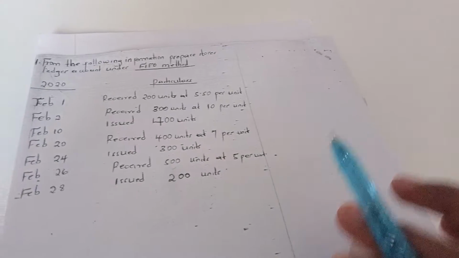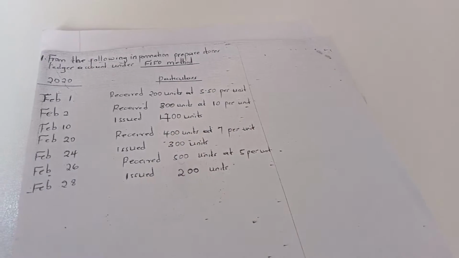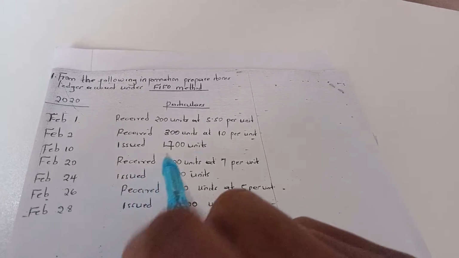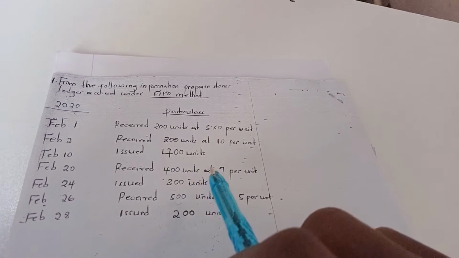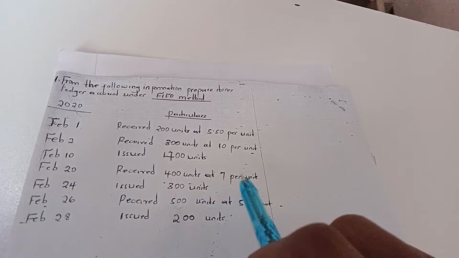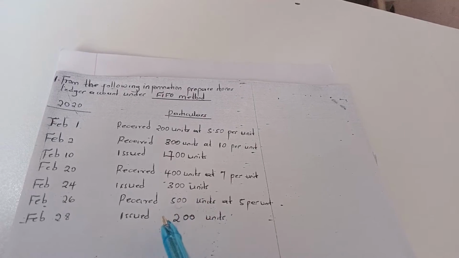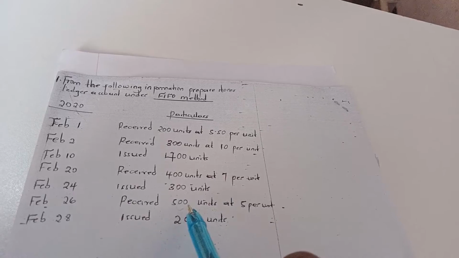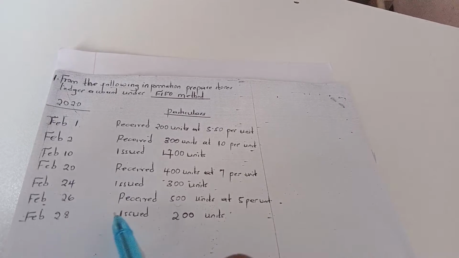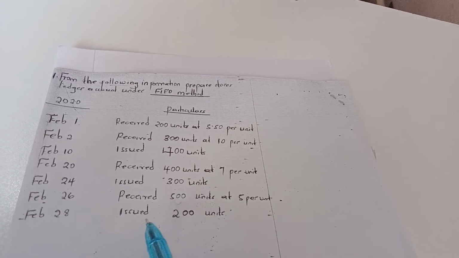We must take keen note that it is only the FIFO method, not any other method. We are told that on February 1st, 2020, they received 200 units at 5.50 per unit. On February 2nd, they received 300 units at 10 per unit. On February 10th, there was an issuance of 400 units. On February 20th, they received 400 units at 7 per unit. On February 24th, they issued 300 units. On February 26th, they received 500 units at 5 per unit. Then on February 28th, they received 200 units.